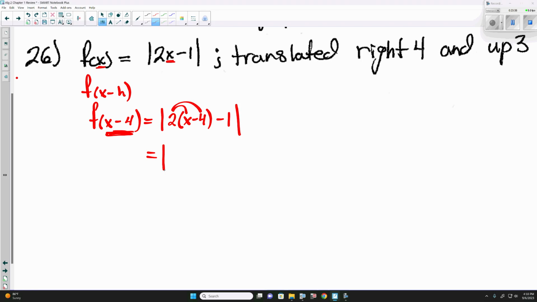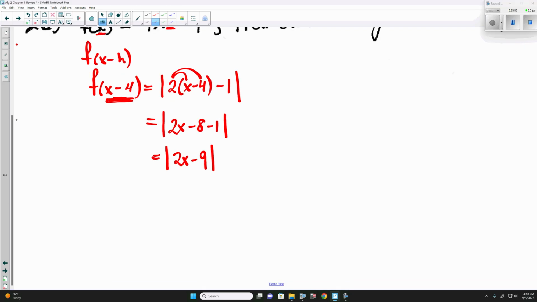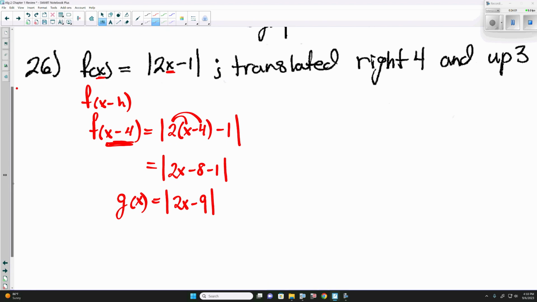Now we do need to simplify, so we'll distribute the 2. 2 times x is 2x. 2 times negative 4 is negative 8 minus 1. And lastly, negative 8 minus 1 is negative 9. Now at this point here, this is our new function, and we can call it g of x. Now that's not the only thing we need to do. We also need to take it up 3.